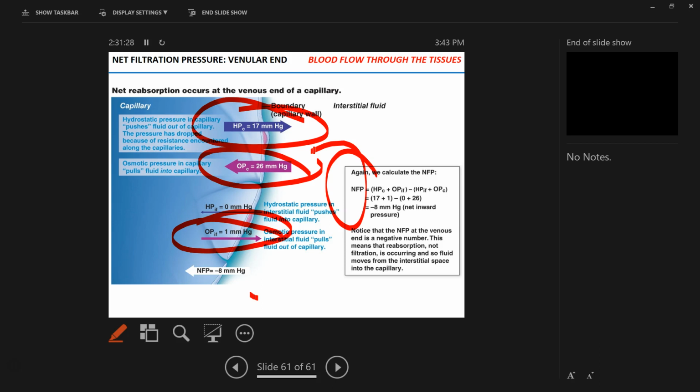This 2 millimeters of mercury that you lose in the tissues, that flow, essentially washes away all the crap from the tissues into the lymphatic system. Does that make sense?